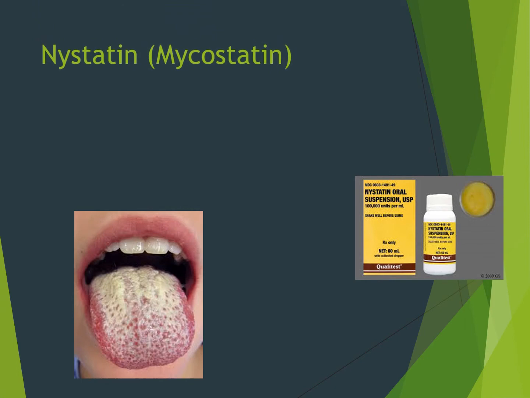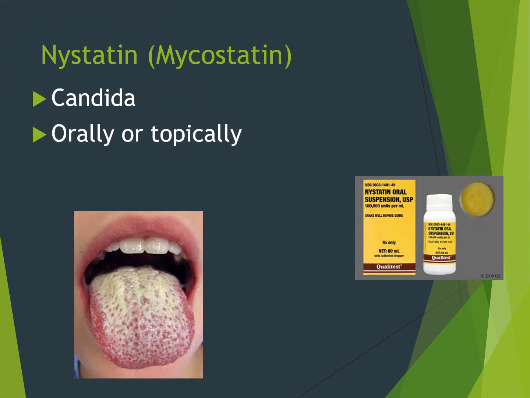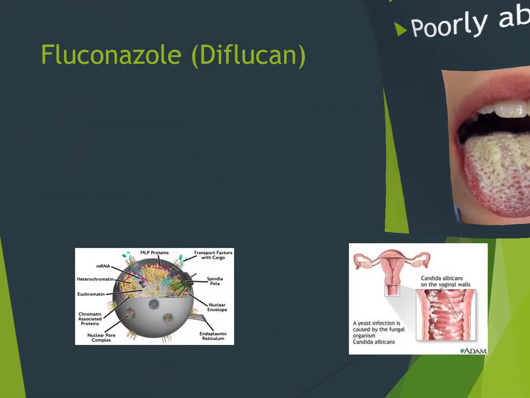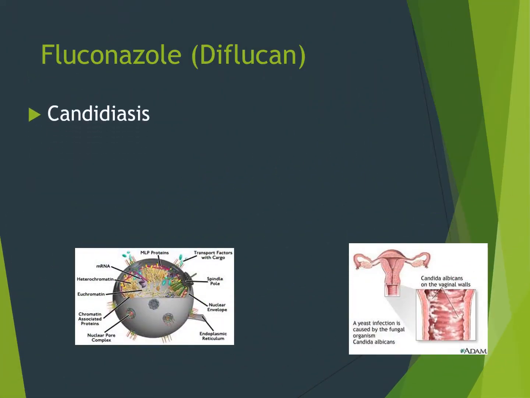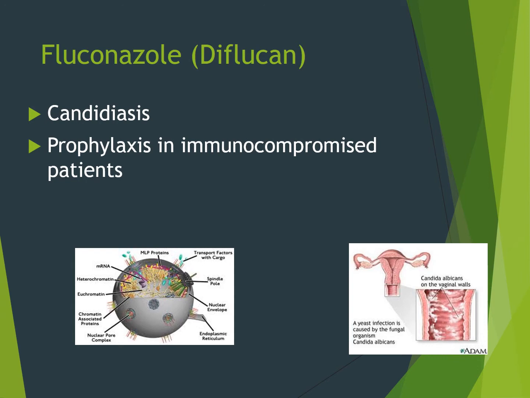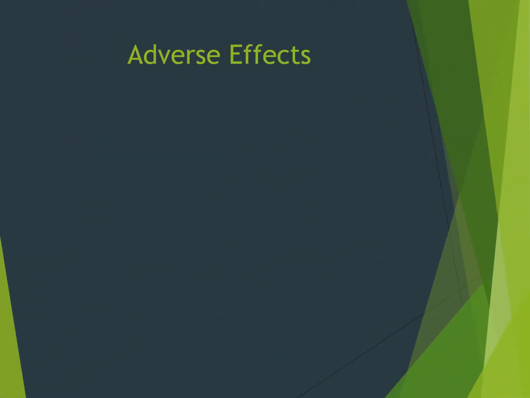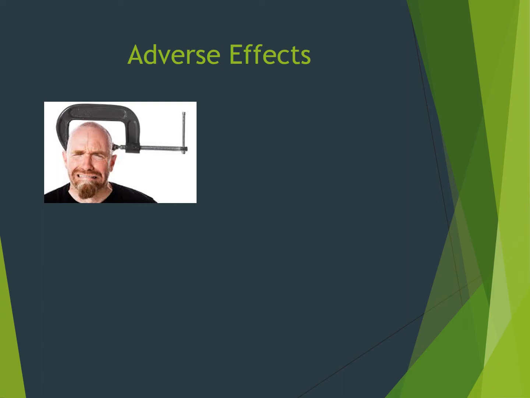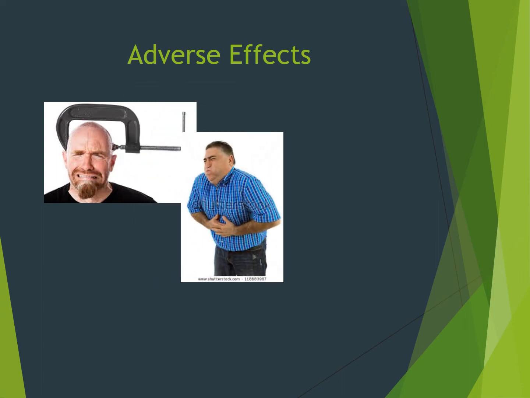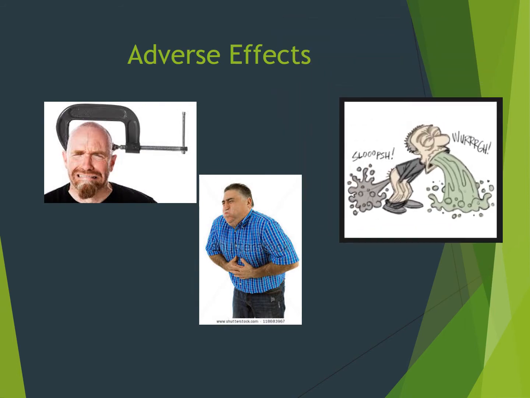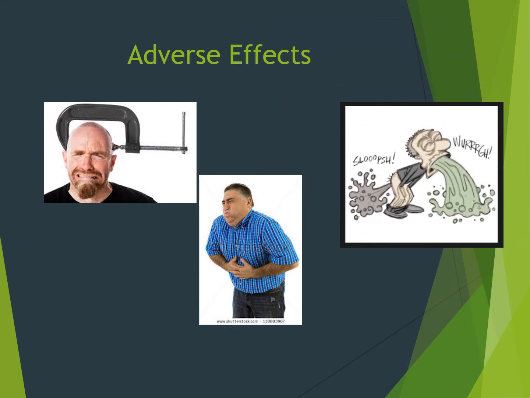So nystatin is used for candida orally or topically, and it's poorly absorbed in the GI tract. Fluconazole, your Diflucan, is used for candida prophylaxis in immunocompromised patients, and it can be an alternative for systemic mycosis. Its adverse effects are things like headache, stomach pain, vomiting, and diarrhea.